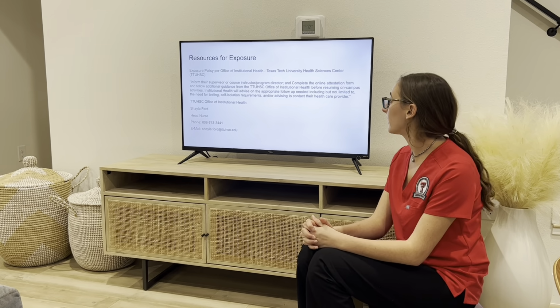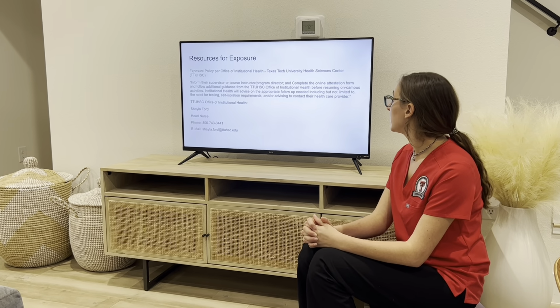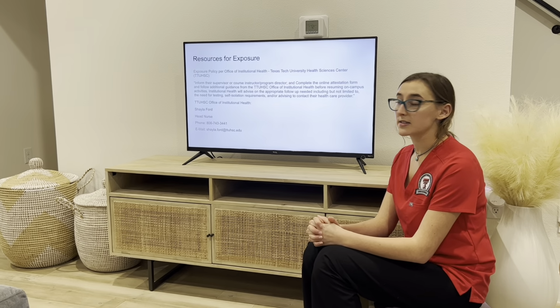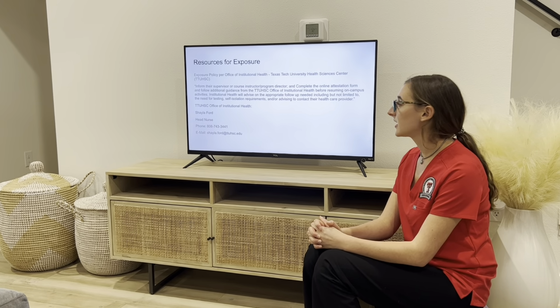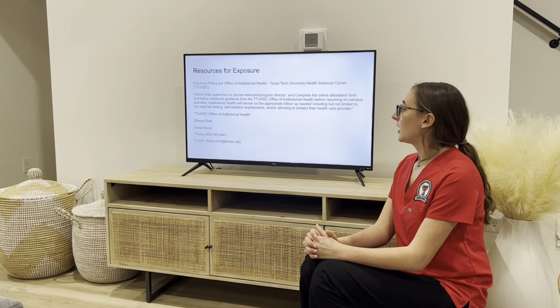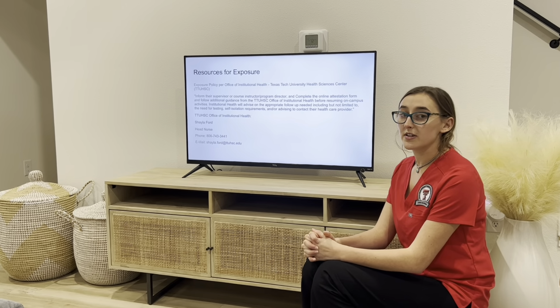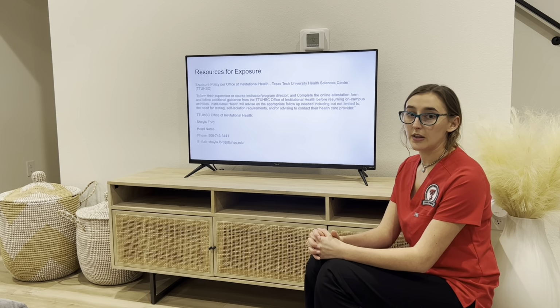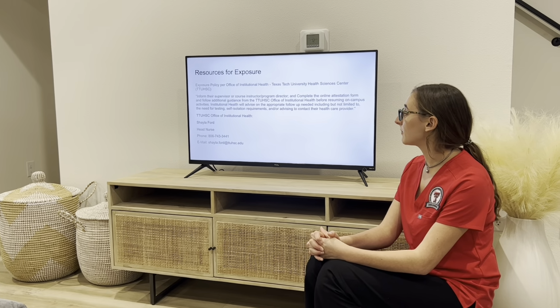Institutional Health will advise on the appropriate follow-up needed, including but not limited to the need for testing, self-isolation requirements, and/or advising to contact their healthcare provider. The contact at the TTU HSC Office of Institutional Health is Shayla Ford, the head nurse, and her phone number and email are listed below.